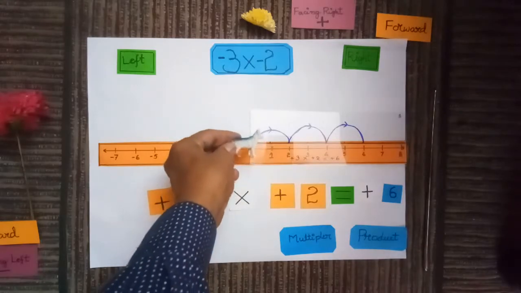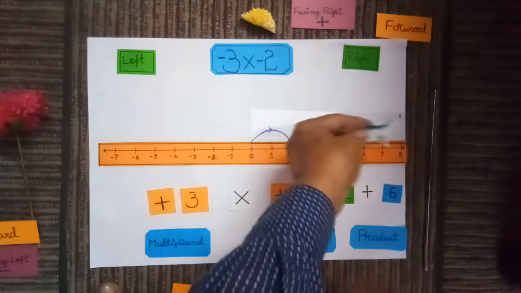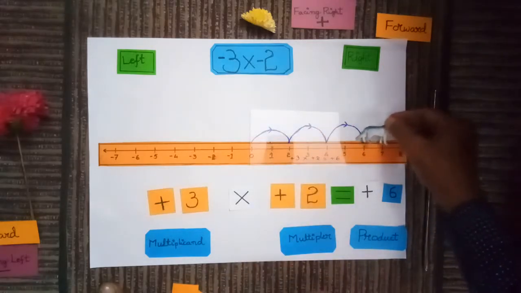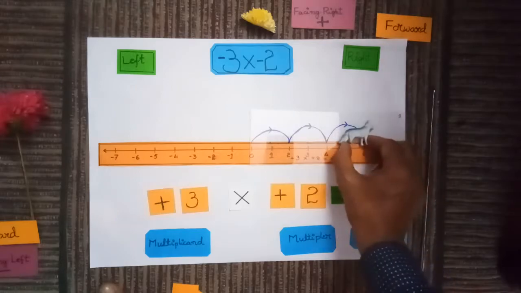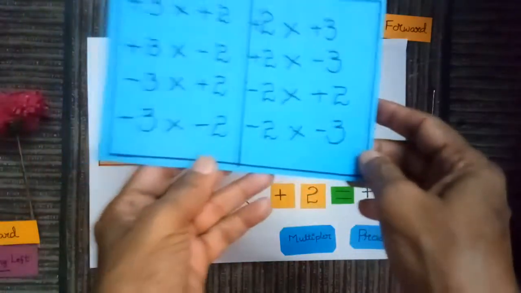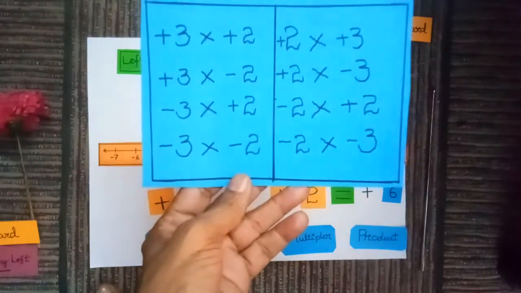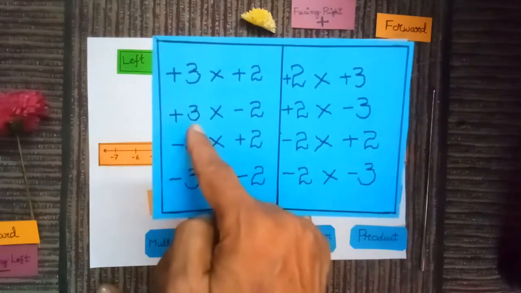So the dog was here in the beginning. This is the first jump, this is the second jump. In the third jump, it will be here, exactly in this position. So this is the meaning of plus 3 into plus 2. Now like this, there are about 8 different cases. Now we have understood plus 3 into plus 2.